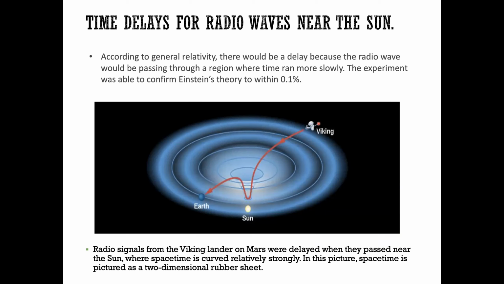When you send the radio signal, it has to go near the sun, and space-time is curved very strongly close to the sun because of the mass of the sun. As you see in this picture, this light ray has to go through this curved space-time. As a result of that, you get a delay. So this is one of the experiments that give us evidence that these concepts are correct.